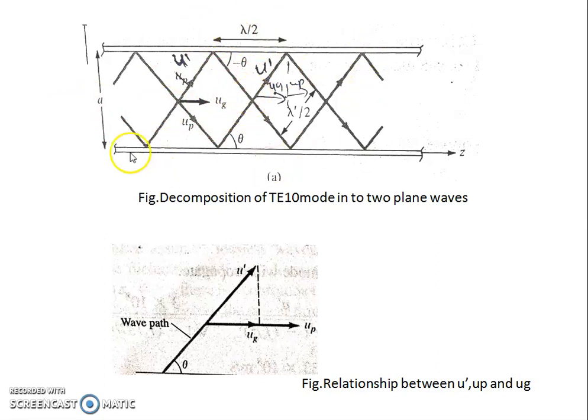So in this figure, we are considering a TE10 mode wave, and it is decomposed into two plane waves, and this plane wave consists of three types of velocities. One is the medium velocity, represented by U dash, the second is the phase velocity, represented by UP, and the third one is the group velocity, represented by UG.